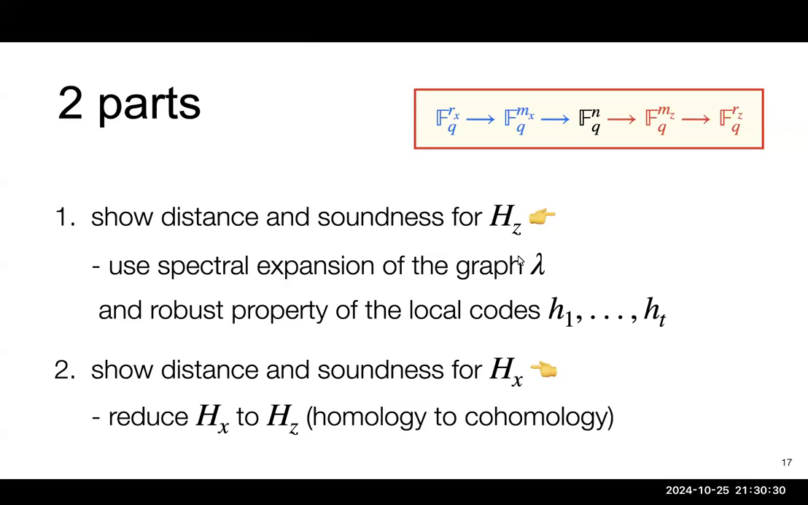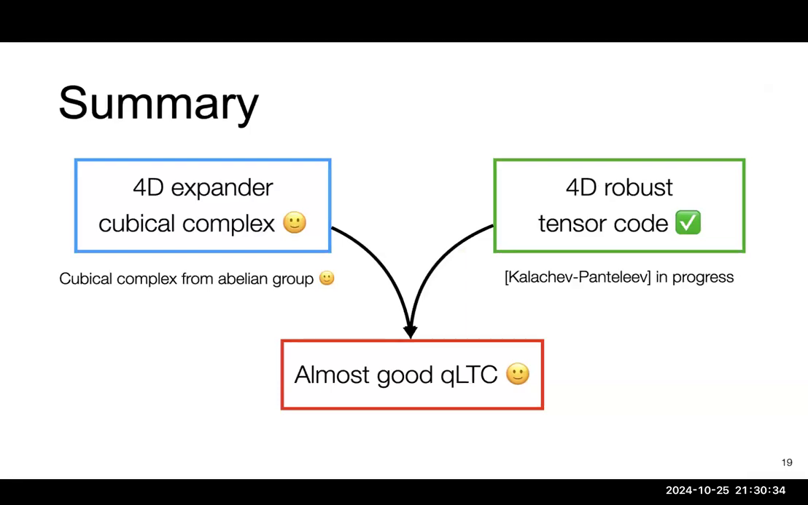Let me conclude. In this work, we show that we can combine a 4-dimensional cubical complex with a 4-dimensional robust tensor code, and together they form an almost good quantum locally testable code.